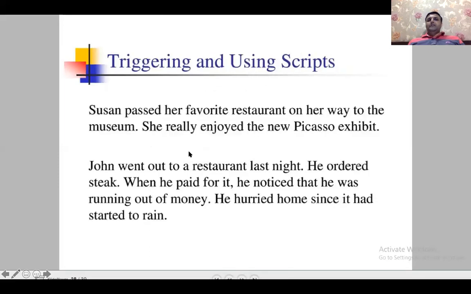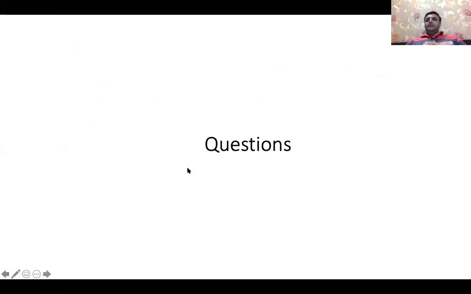Now, triggering and using the scripts, again the same restaurant example is there. So you can take this as an assignment. So any questions here? Any questions? Fine.